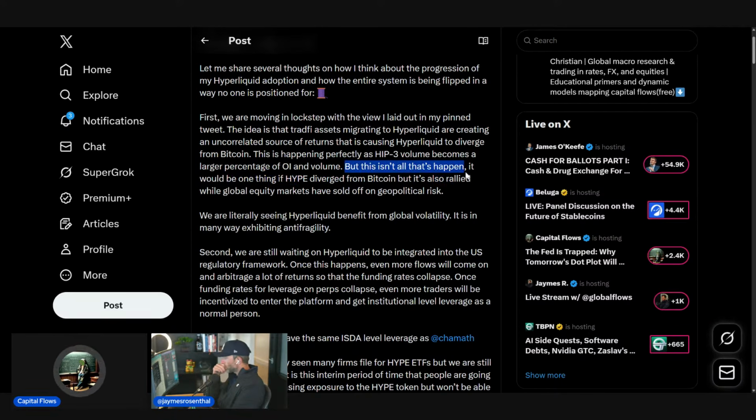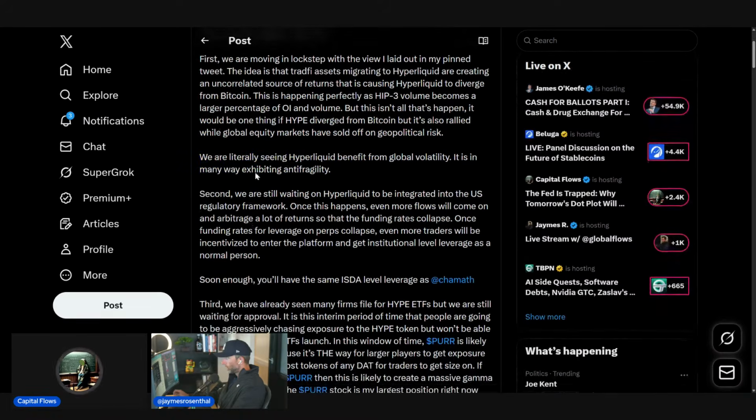But this isn't all that's happening. It would be one thing if hype diverged from Bitcoin, but it also rallied while global equity markets sold off on geopolitical risk. We are literally seeing Hyperliquid benefit from global volatility. It is in many ways exhibiting anti-fragility.